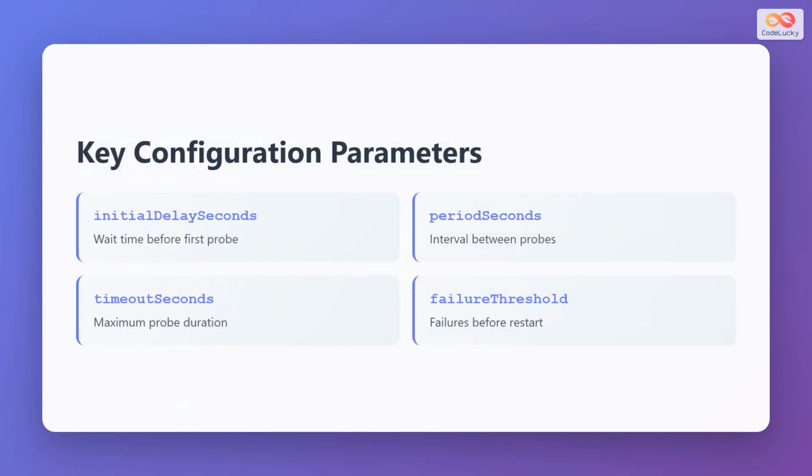To configure liveness probes effectively, you need to understand 4 key parameters. First is initial delay seconds, which sets the wait time before the first probe is executed after container startup. Second is period seconds, which defines the interval between consecutive probe checks. Third is timeout seconds, which specifies the maximum duration for each probe attempt. And fourth is failure threshold, which determines how many consecutive probe failures must occur before Kubernetes restarts the container. Properly tuning these parameters ensures your probes work reliably without causing false positives.